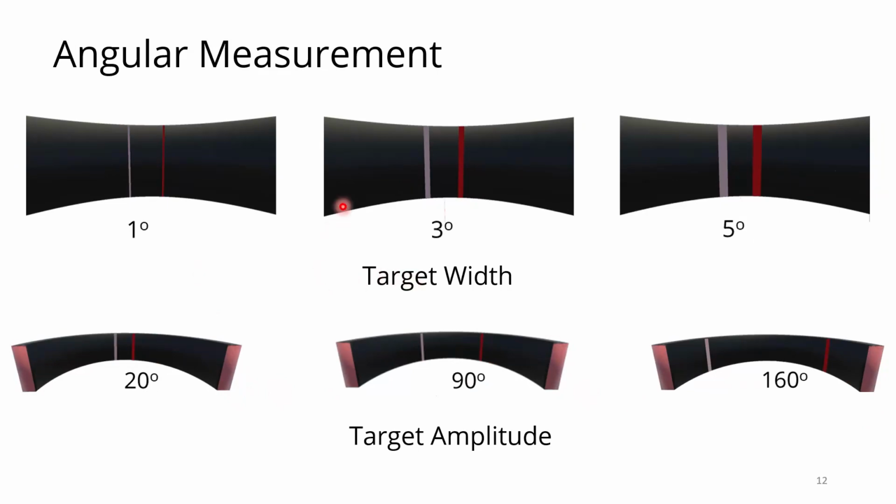Here are the task conditions on the same 6000R display for the angular measurements. And for angular measurements, we use 3 amplitudes, which are 20 degree, 90 degree, 160 degree, and 1 degree, 3 degree, 5 degree as the target width. And these have the same ID range, which is from 2.32 to 7.33 bits.